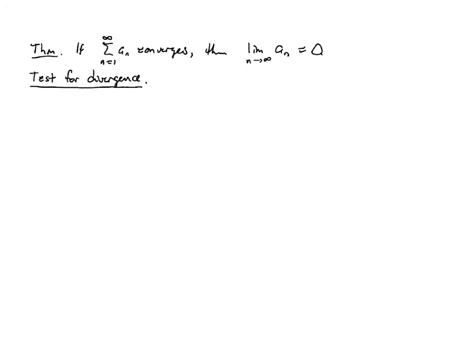So this is what's called the contrapositive of the theorem. It says that if the limit as n goes to infinity of a_n is not 0, so either you get a finite limit that's non-zero, or the nth term sequence diverges, then the series that you started with must also diverge.